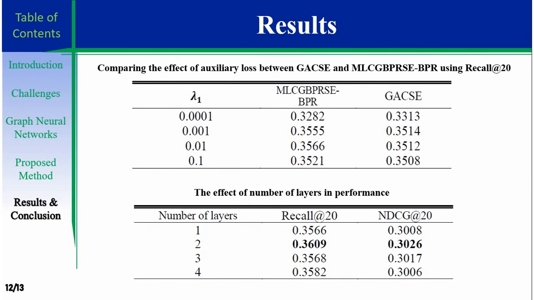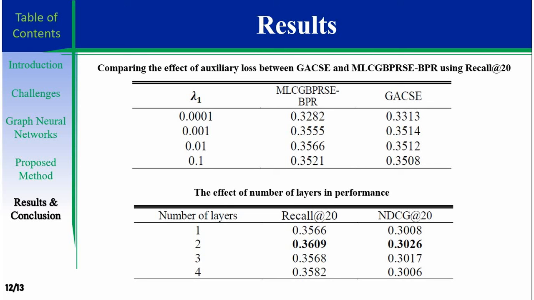Comparing the effect of auxiliary loss between GACSE and MLCG BPR-SE-BPR using Recall@20. It is clearly shown that by increasing lambda 1, which means increasing the effect of the auxiliary loss in the overall loss function, the recall results of MLCG BPR-SE-BPR improve more compared to the GACSE model.